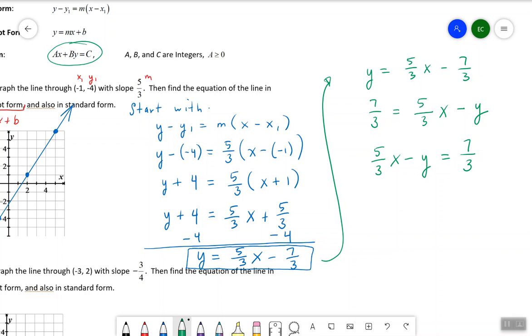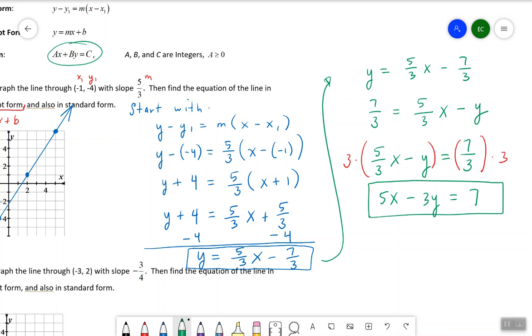In this context, it means we need to get rid of the fractions. We need to clear out the fractions. So the last thing we're going to do here is multiply by 3 on both sides of the equation. That's the least common denominator. And then that will get us 5x minus 3y is equal to 7. And that is our answer.